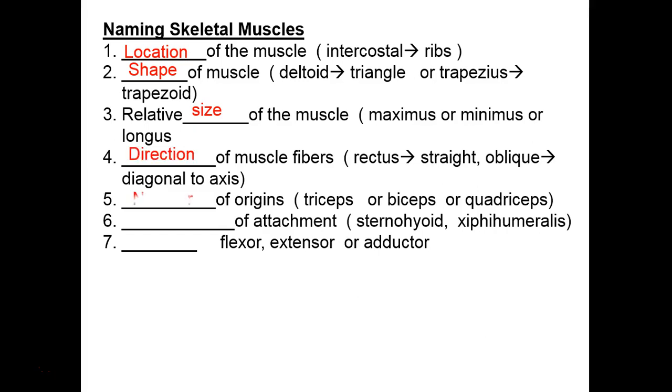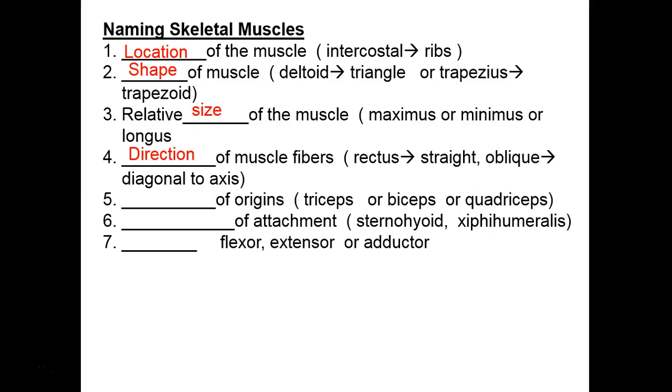Sometimes we name muscles because of the direction of the muscle fibers. The word rectus means straight up and down, or parallel to the axis, so your rectus abdominis is running right up the midline of your abdomen. Oblique, if you remember from chapter 1, means at an angle, so your external obliques are running at an angle on the side of your torso, on the front.